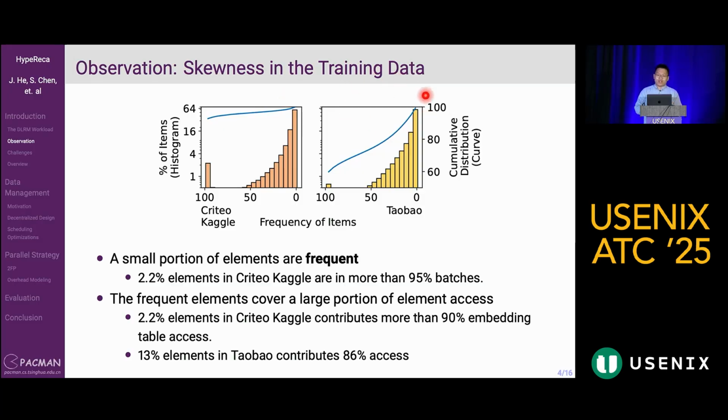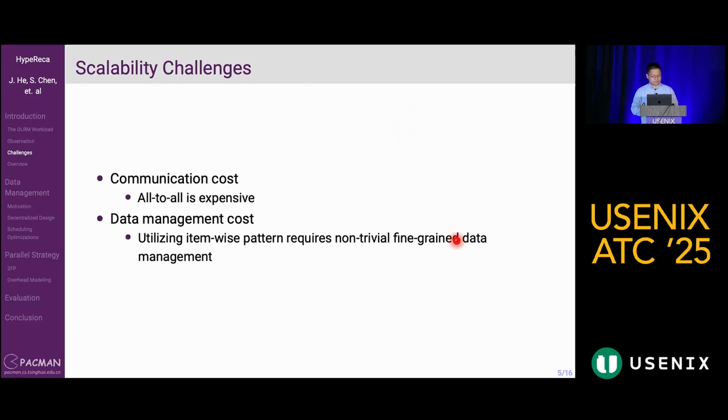On the right is the example of a dataset called Taobao, released by Taobao, obviously. A similar trend shows that only 13% of elements contribute to more than 80% of the accesses. By inspecting these two datasets, we can see a chance to reduce the all-to-all communication if we can alter the partitioning method of these frequently visited items.